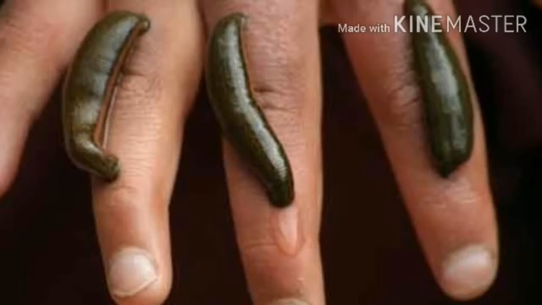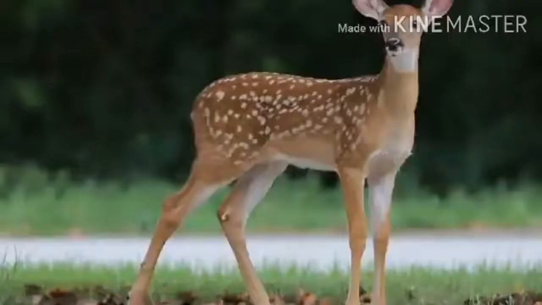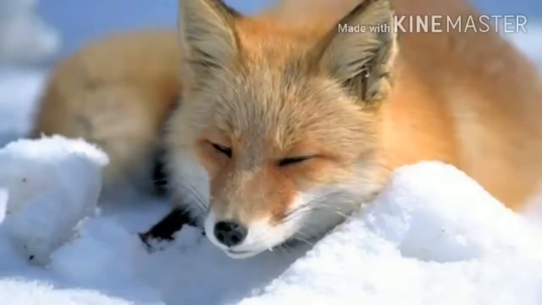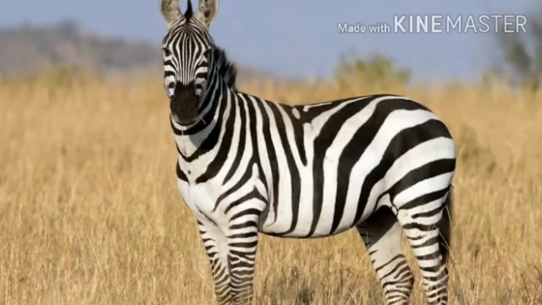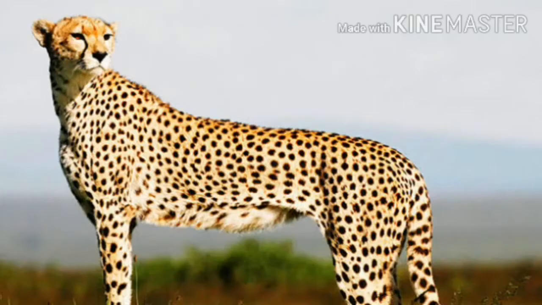And the third one is adaptation based on protection. Some animals like deer, fox, zebra, etc. are very fast to protect themselves from big animals like tiger, lion, cheetah, etc. Now, let's talk about some special features of animals which help them to protect themselves.